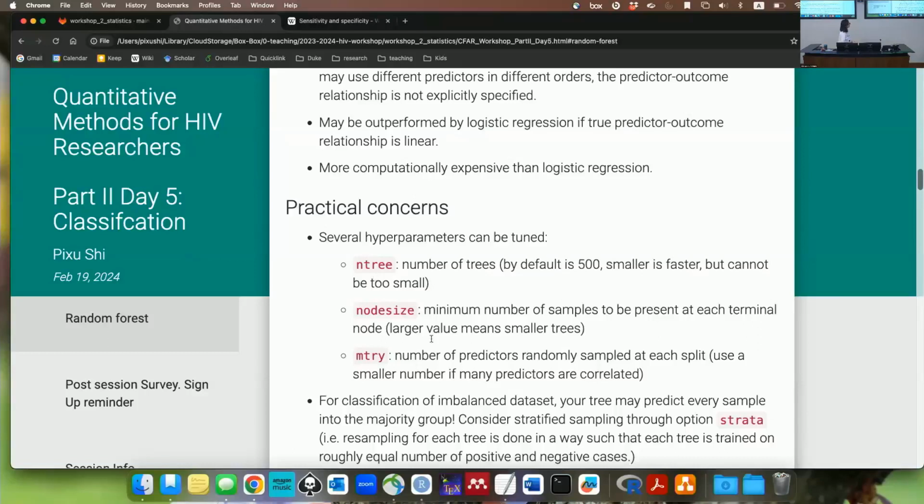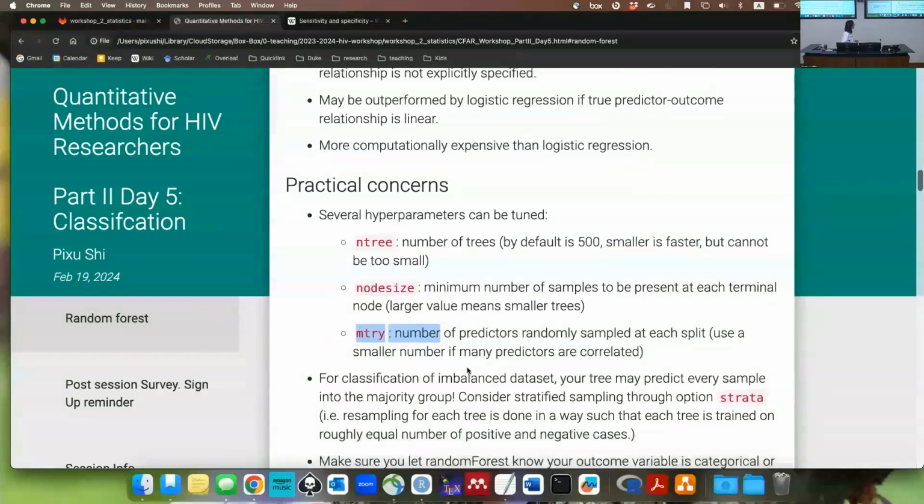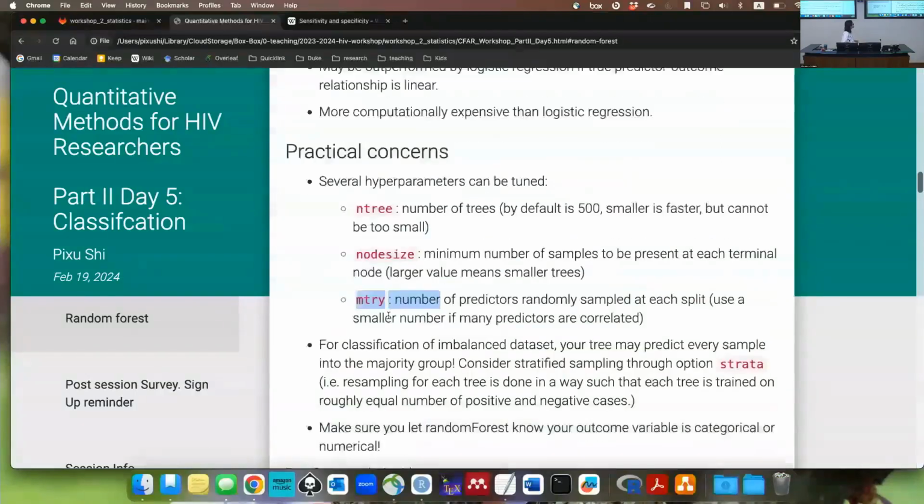and see if it can help you increase the prediction performance. And mtry is the number of predictors to randomly sample for each split. If you have a large number of predictors and many of them are strongly correlated, you may want to choose a smaller number for this. There's also a default number in R if you want to use that. So those tuning parameters, most people don't really check them.